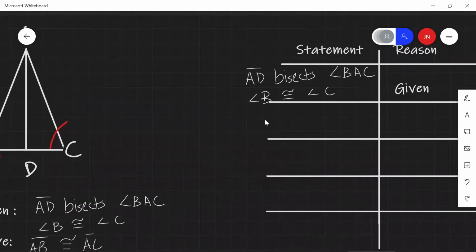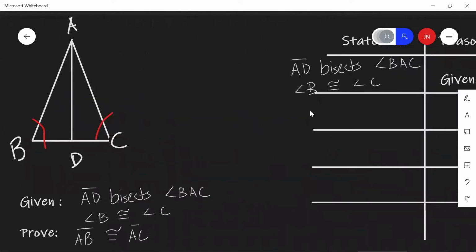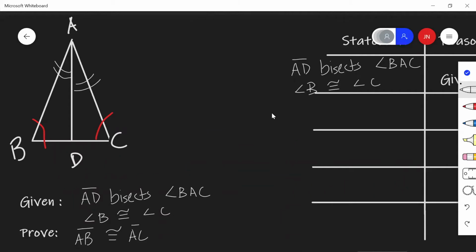So in order to do this, what we can notice immediately is, by the definition of an angle bisector, the angle BAD, so this angle right here, is going to be congruent with this angle right here, CAD. So we can write that down as an identity. And that's by the definition of an angle bisector, yet again.